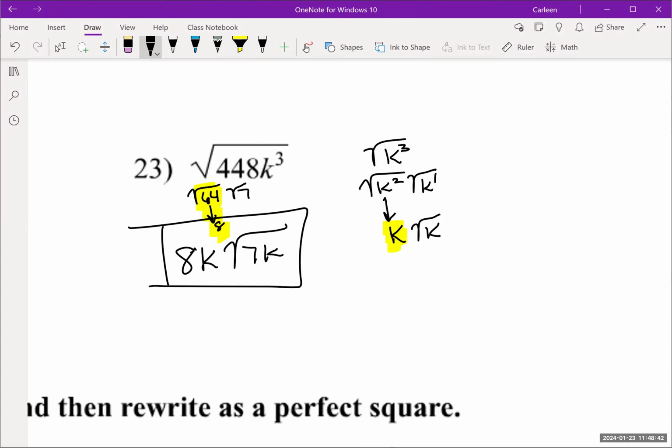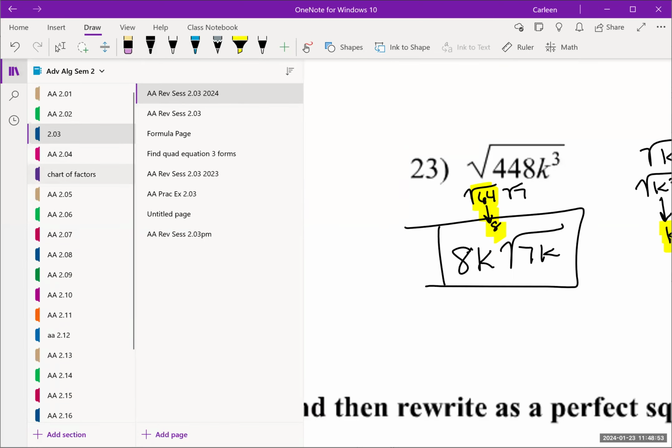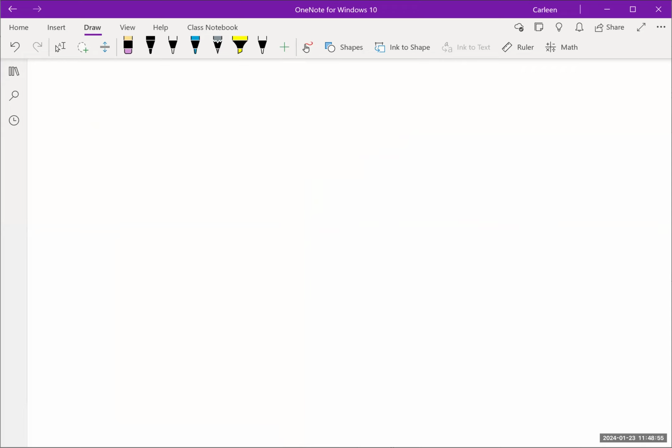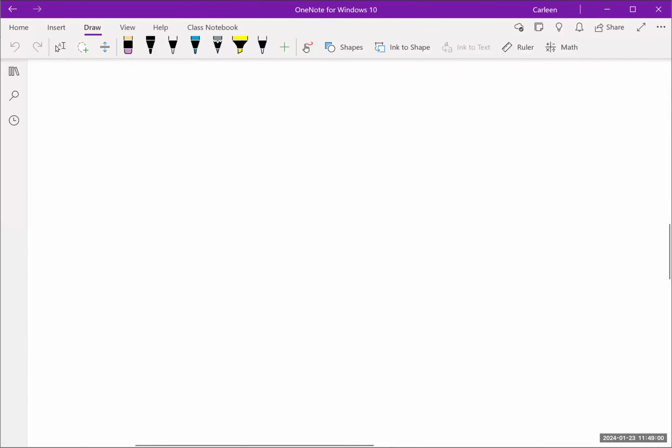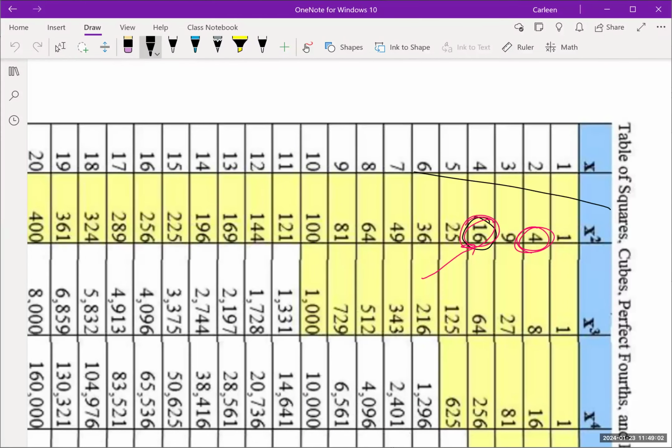The hardest part is figuring out what's the biggest perfect square. But if you make your list and you just divide working your way up, or you're going to go to the chart of factors. You're going to go to your perfect squares and you're just going to divide, seeing which one goes in. The one that doesn't give you a decimal. Okay, now we are done.